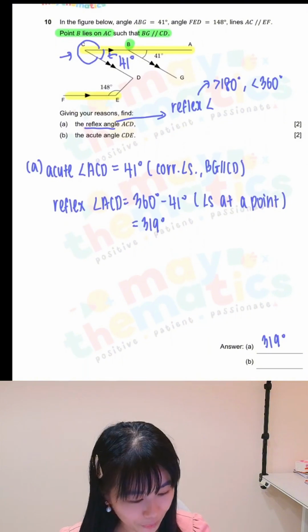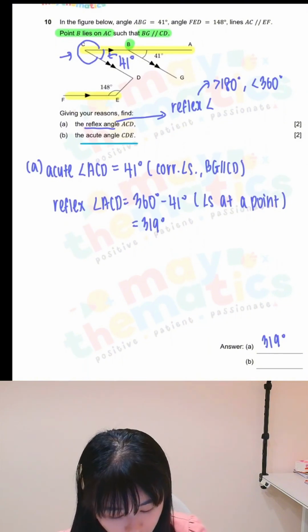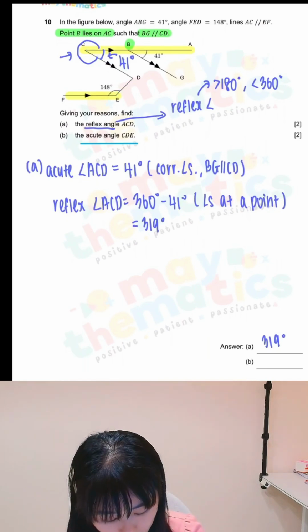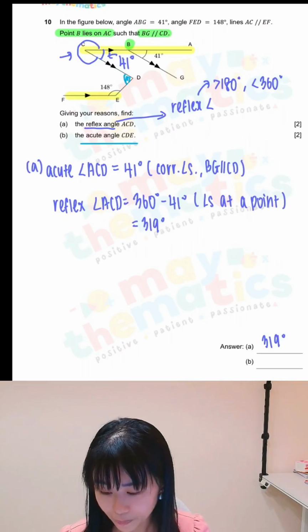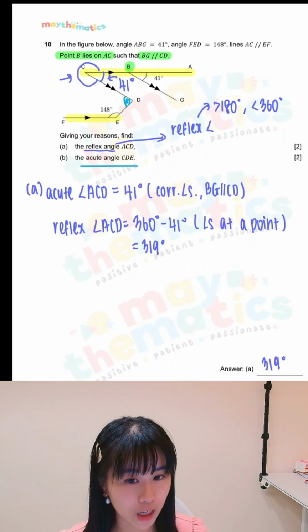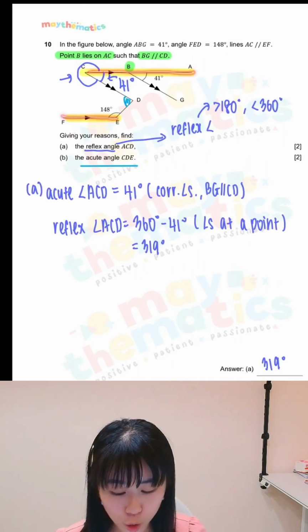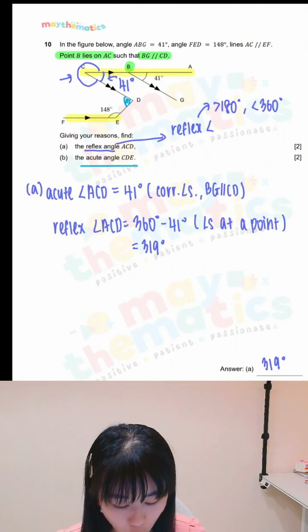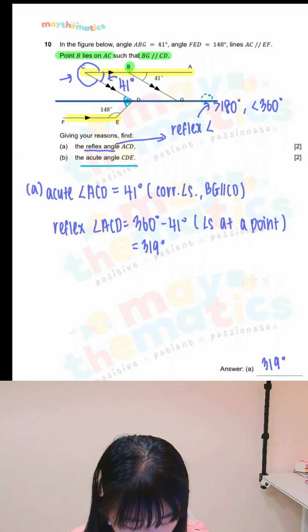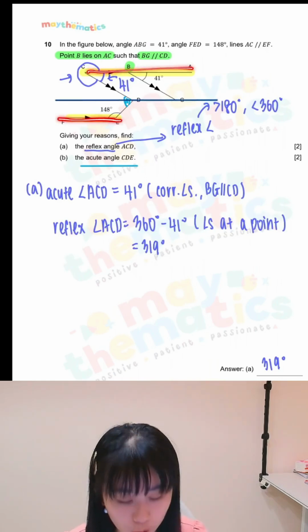Okay, next one. We have an acute angle. We need to find acute angle CDE. Acute angle is confirmed the smaller one, so they are asking for this one. Now to find this is a bit difficult. The only way to be able to find this, because there's a parallel line here, a parallel line here, is to draw a parallel line here at the vertex, so that we can make use of the parallel line on top and below.